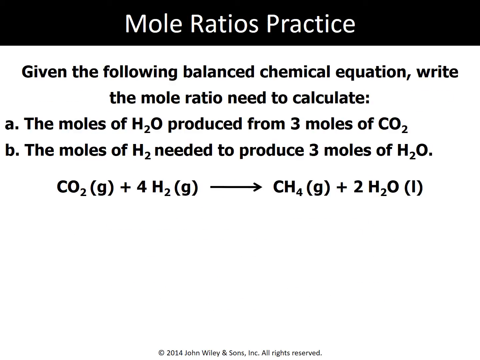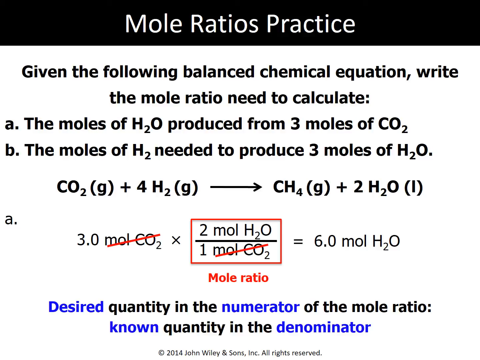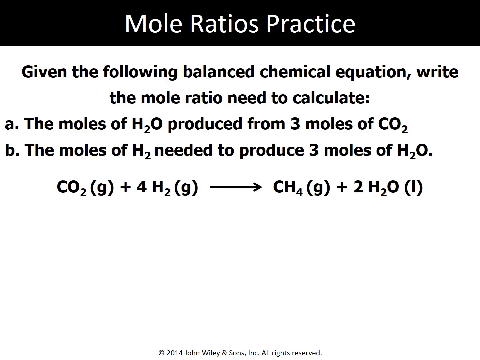Here, let's try 2 more practice ones. The moles of water produced from 3 moles of carbon dioxide. We're going to start with 3 moles of carbon dioxide. Again, figuring out our ratio, we know carbon dioxide needs to be on the bottom. Water is going to be on the top because that's what the question is asking for. That's going to be the mole ratio used here, giving us 6 moles. Remember that the desired quantity needs to be in your numerator, and your known, or what's given, is going to be in the denominator.